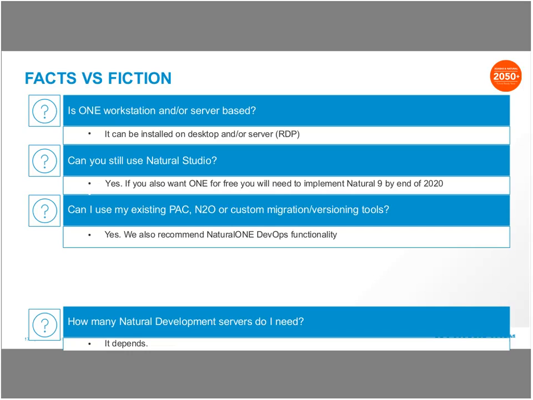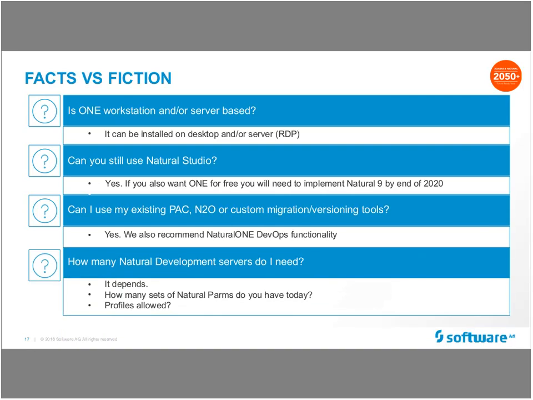And then lastly, how many natural development servers do I need? Again, this is going to be your preference. It'll be pretty similar to the way you configure your Natural today. It depends. You want to have a NAT PARM. You can use different profiles. So you could just, in your map statement in Natural with a PARM, say profile equals. And then all the different settings you have for that profile would be within that mapping.